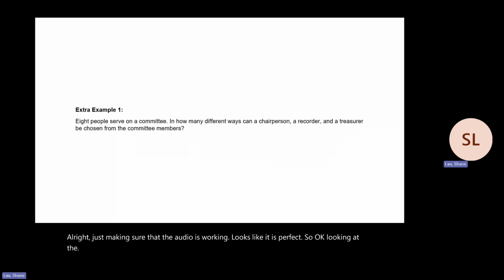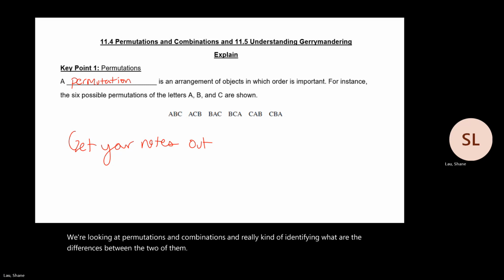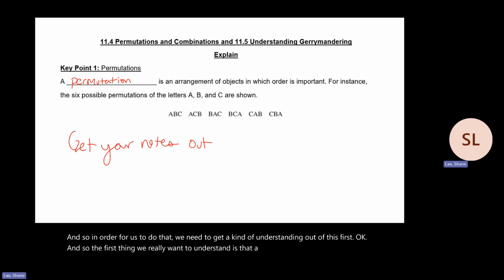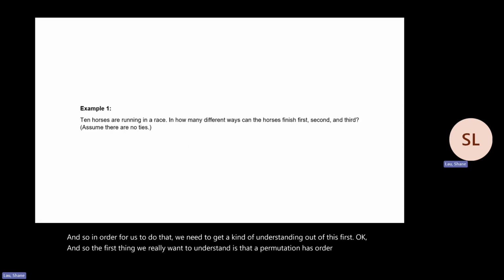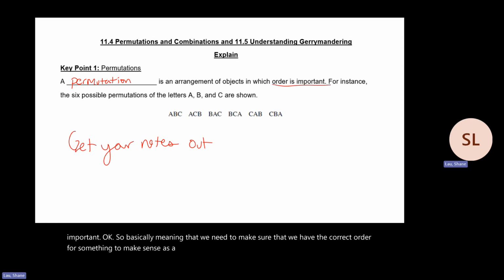We are not looking at this, we're already at example 2. We're looking at permutations and combinations and really identifying what the differences between the two of them are. In order for us to do that, we need to get an understanding of this first. The first thing we really want to understand is that a permutation has order as an importance. Basically, we need to make sure that we have the correct order for something to make sense as a permutation. So, order is important.